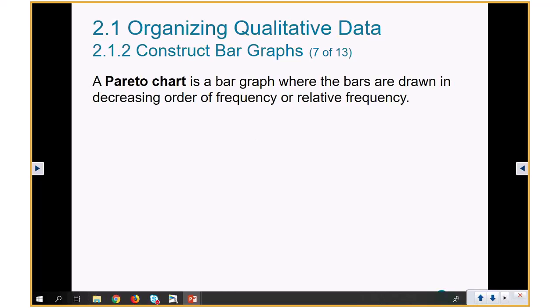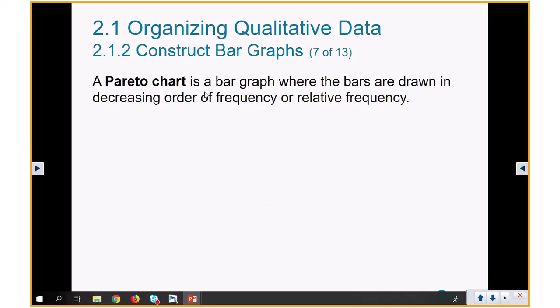Is it used very much? No. Do I test you on this? No. Do I tell you that it's going to be on a standardized test? Yes. So make sure you know what a Pareto chart is. It is a chart usually in descending order, but it could be in ascending order also. It doesn't tell you very much. Okay?